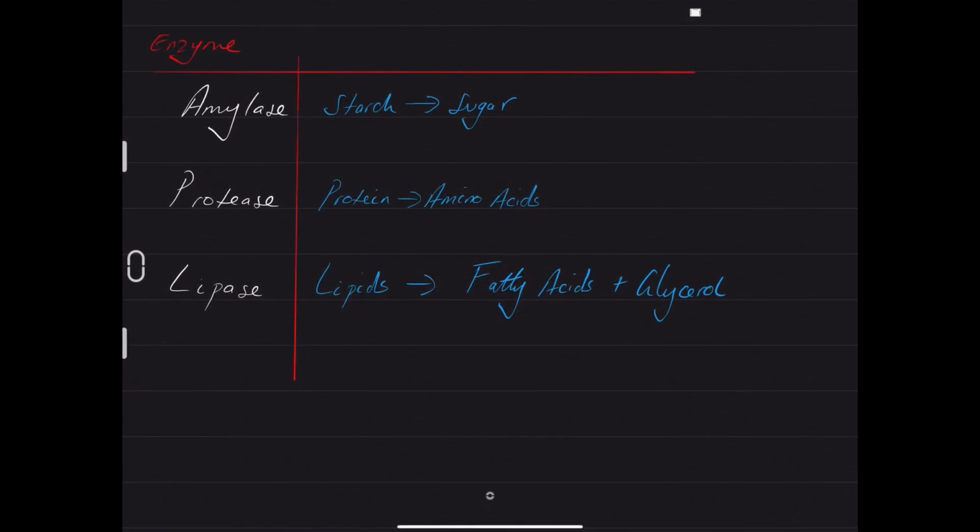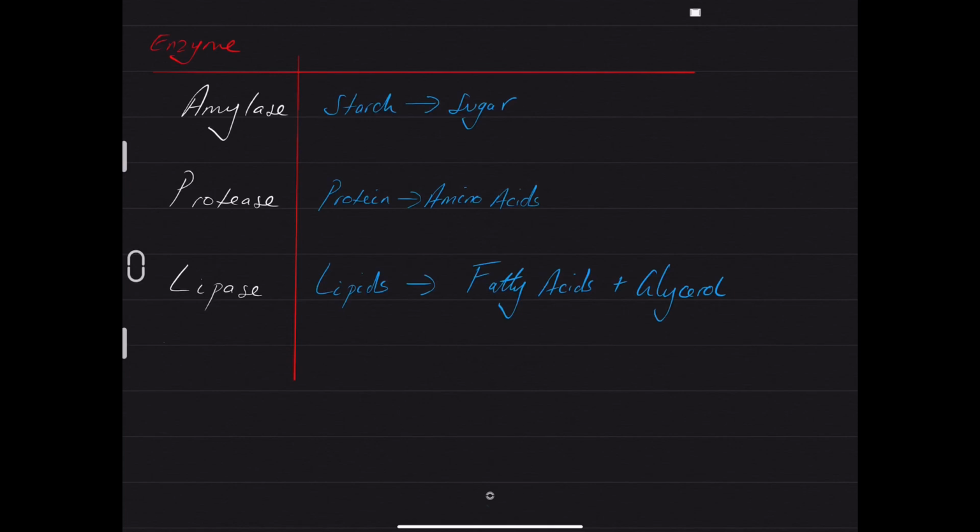Quick summary of the 3 key enzymes that you need to know for your exam: amylase, protease, and lipase. Here I've quickly put down what the products are when these enzymes work on their specific substrate. So you've got here amylase. It works on starch and it gives you sugars. So when you break down starch, you get a sugar. Protease breaks down proteins into amino acids. Lipase breaks down lipids into fatty acids and glycerol.